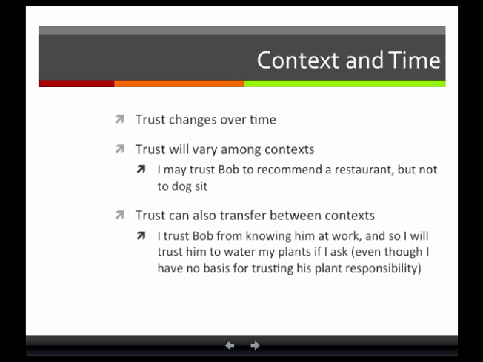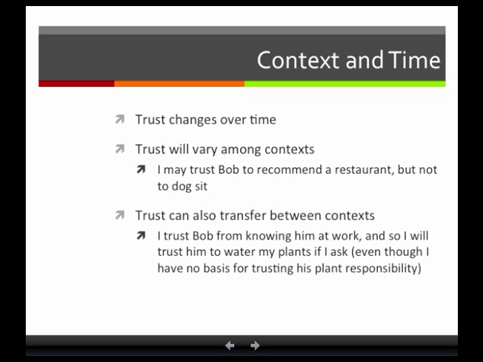Trust will also vary among contexts. So I may trust Bob to recommend a restaurant, but not trust him to babysit my dog. But it can transfer between contexts. So if I know Bob from work, I may trust him about work. So I may also trust him to water my plants, even though I don't know anything about how responsible he is with plants or how good he is at remembering those things. Based on the trust that I've built for him at work and his responsibility there and the calculations I can make about him in that case, that may carry over to help me understand more how to trust him in this other context.